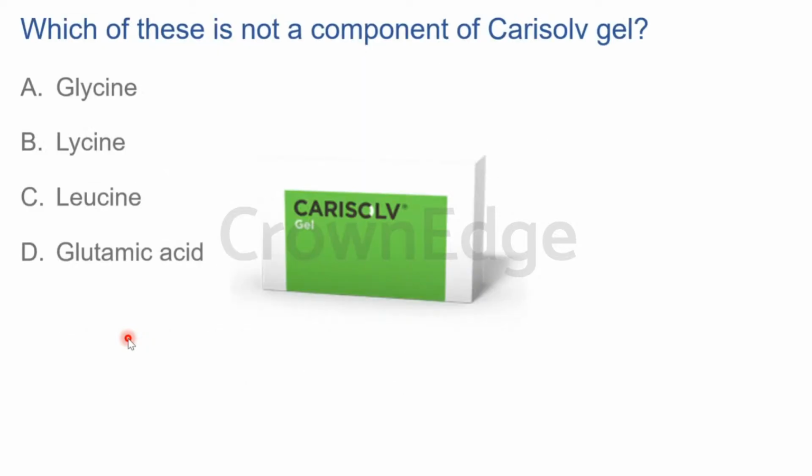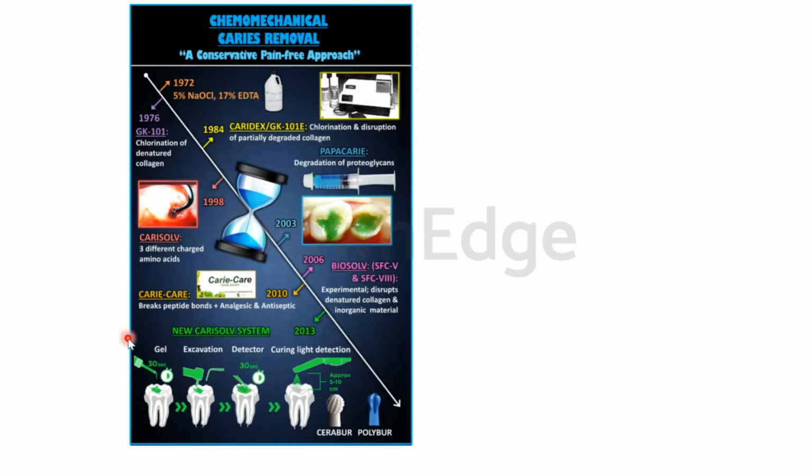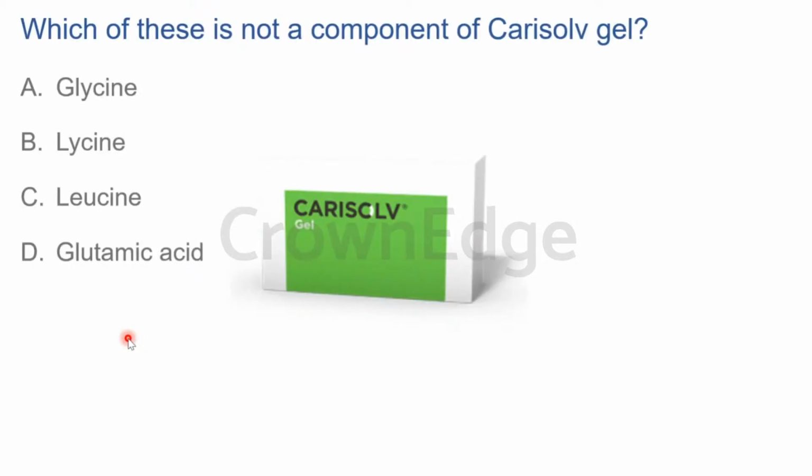So another question for you guys. Which of these is not a component of the Carisolve gel? Okay, I'll wait for about 2 minutes before I tell you the answer. So let me just tell you a little bit about chemomechanical caries agents before we proceed. Until then, I want you all to answer this question: which of these is not a component of Carisolve gel? Is it glycine, lysine, leucine, or glutamic acid? Jaidev, you have answered leucine. I'll wait for another minute or two for others to answer.